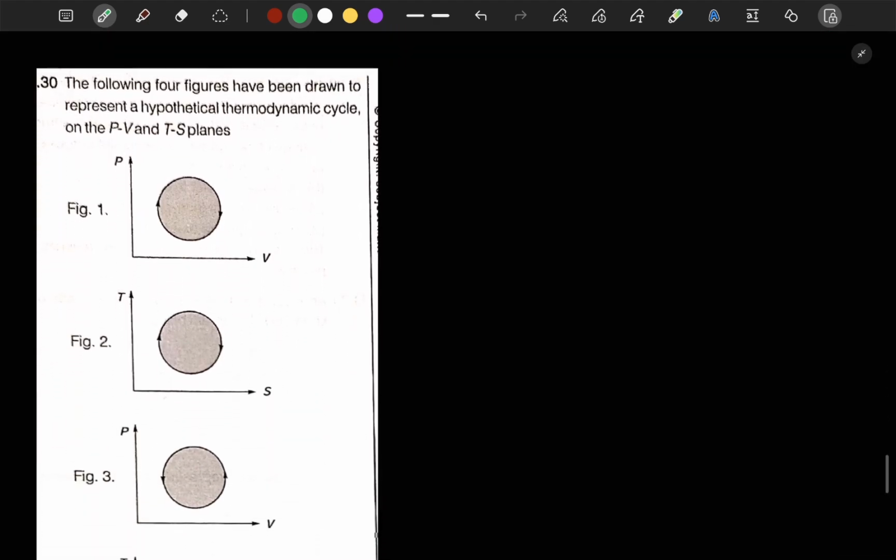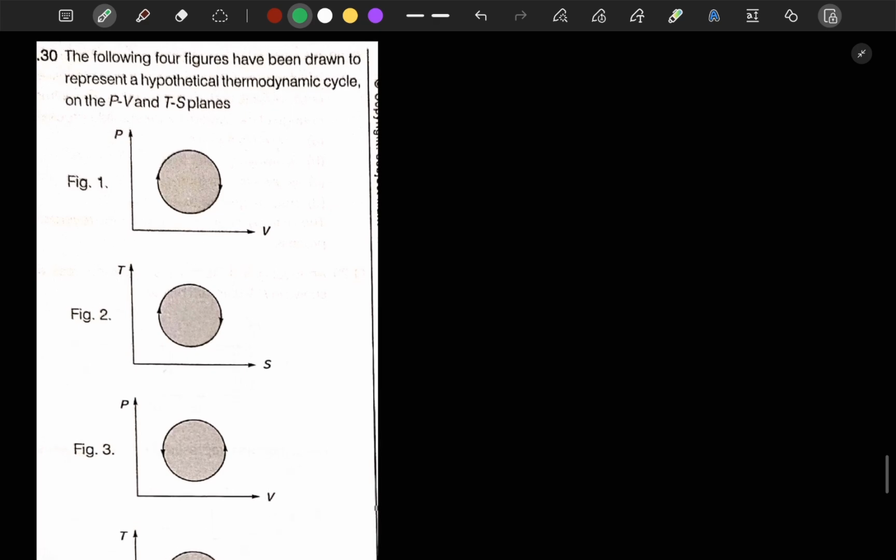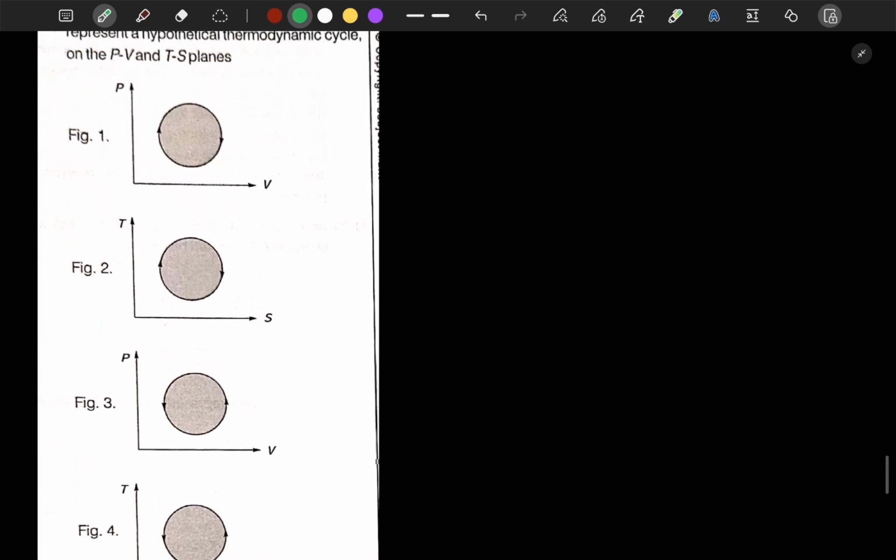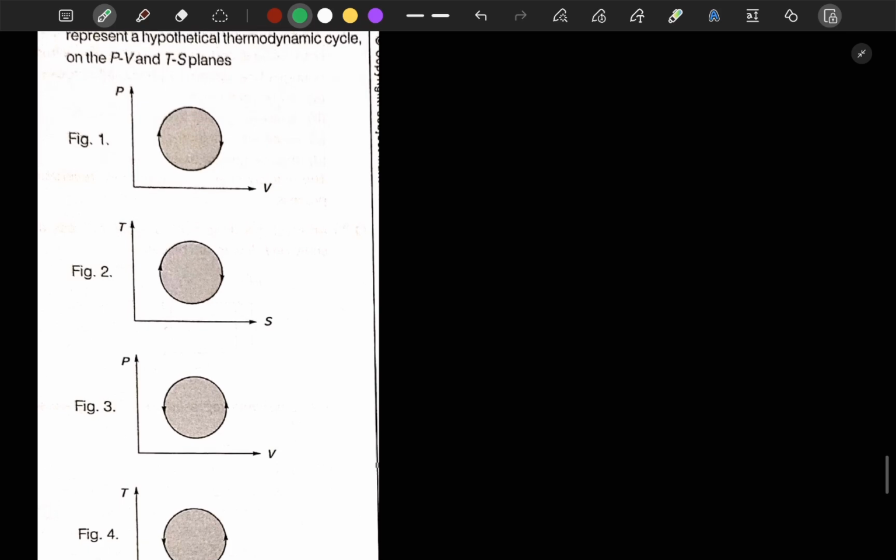Next, if we go to the next question, question number 30. It is given that four figures are drawn representing a hypothetical thermodynamic cycle on PV diagram and TS plane. According to the first law of thermodynamics, equal areas are enclosed by the figures. So this is clockwise, this is also clockwise, this is anti-clockwise, and this is also anti-clockwise. So figures 1 and 2 enclose equal areas.